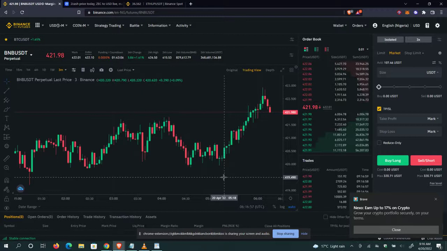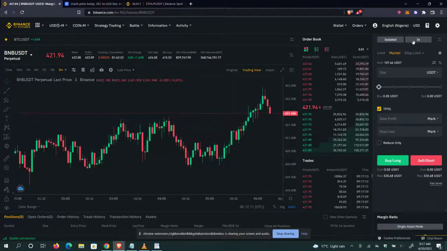So how do I get into the market at the moment? The next thing I need to do now, after I click on isolated, is choosing a leverage. So you're advised also not to use high leverage. The higher the leverage you use in the futures market, the higher it is for you to get liquidated.